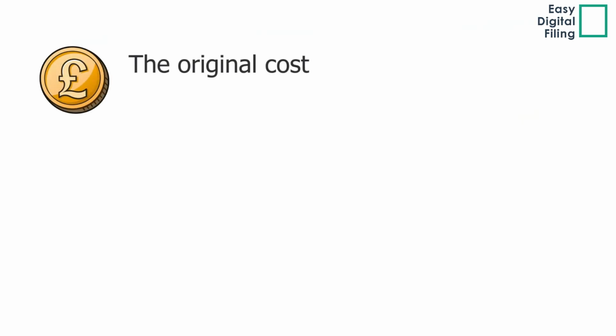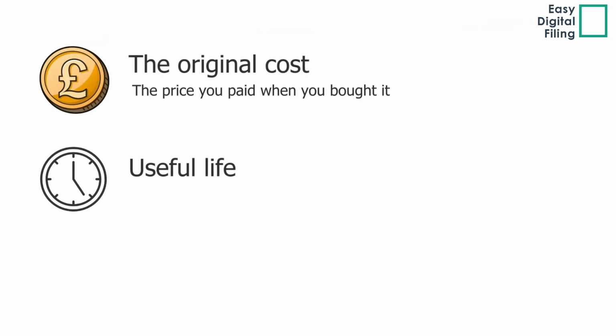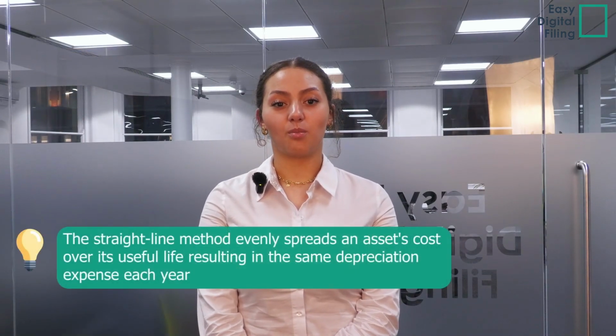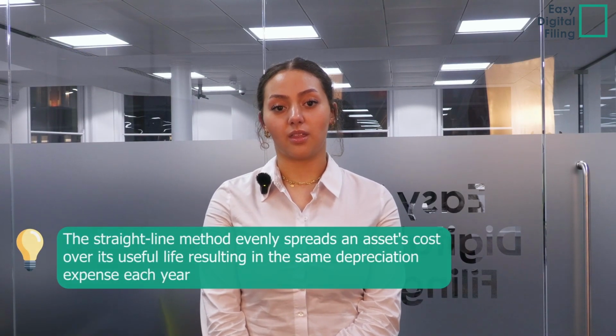Calculating depreciation. Before we calculate anything, you need three pieces of information. One, the original cost, the price you paid when you bought it. Secondly, the useful life, how many years you expect to use the asset. And lastly, the salvage value, what it's worth at the end of its life, which is often zero. Let me show you with a real example using the straight line method.